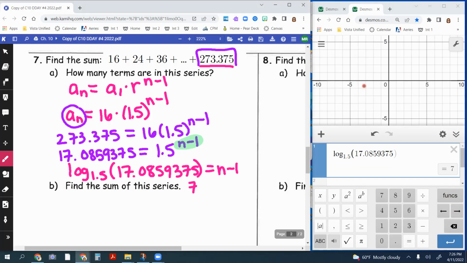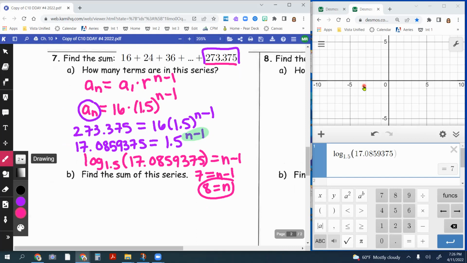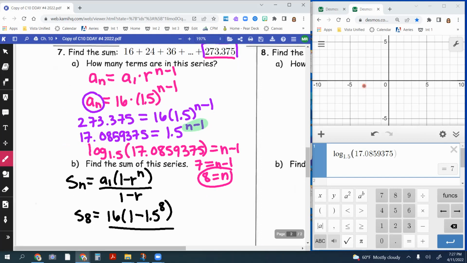I end up getting 7. So 7 is equal to n minus 1. So when I add 1, this is going to be the 8th term. Okay, so now they want us to find the sum. Remember, this is geometric. So I'm going to be using a1 times 1 minus r to the n all over 1 minus r. And so I want to find S sub 8. And so my first term is 16. 1 minus, and we are multiplying by 1.5 to the power 8 divided by 1 minus 1.5. Okay.